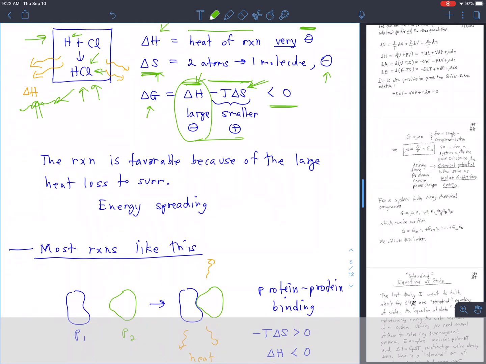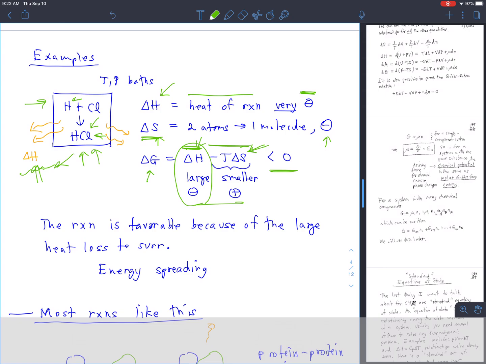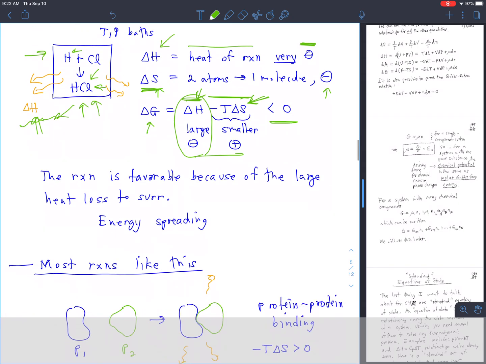We'll often see that case, though sometimes the roles are reversed. Sometimes the delta H is unfavorable and the delta S is favorable, but the delta S term is bigger, and so the reaction still goes. Sometimes the overall change is unfavorable and the reaction goes in the opposite direction, and so on. All the possibilities are there.